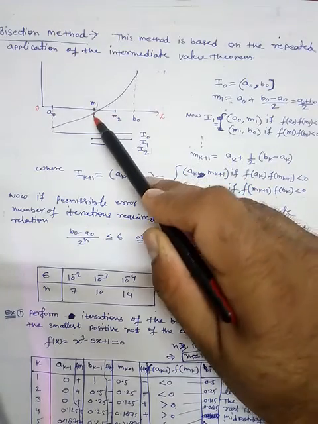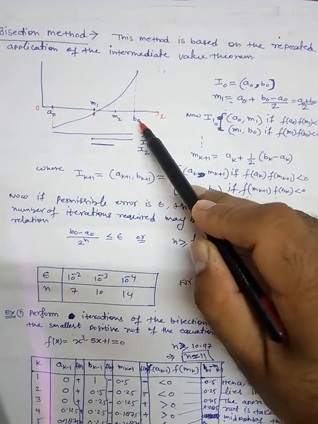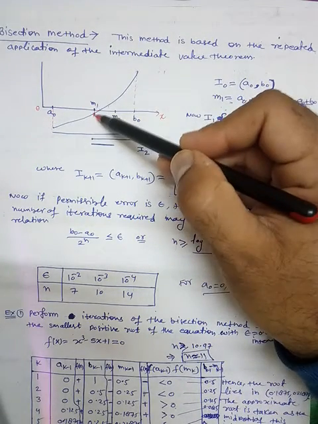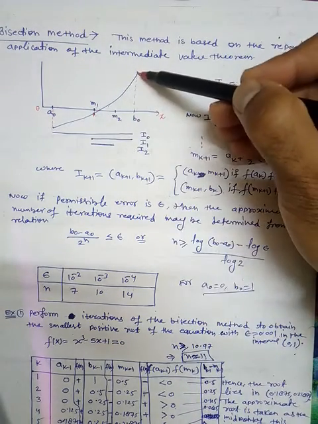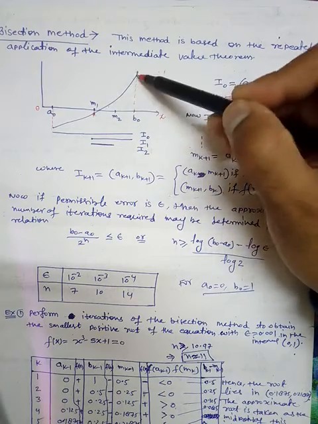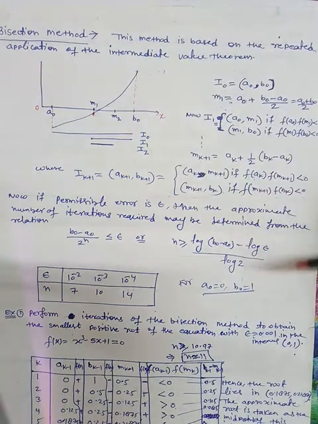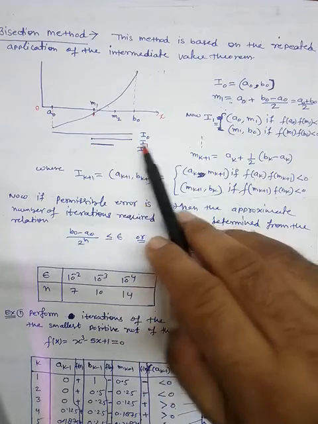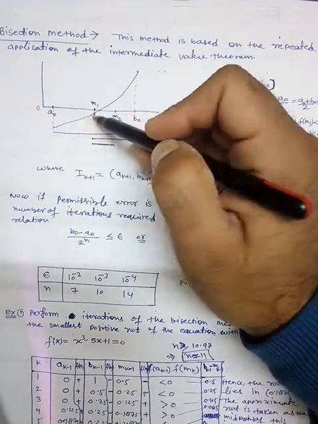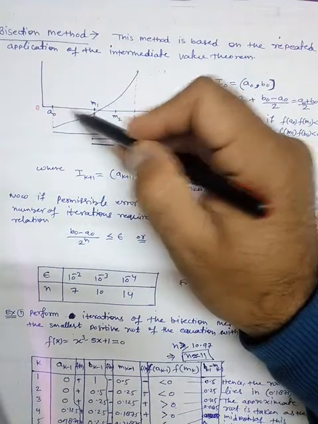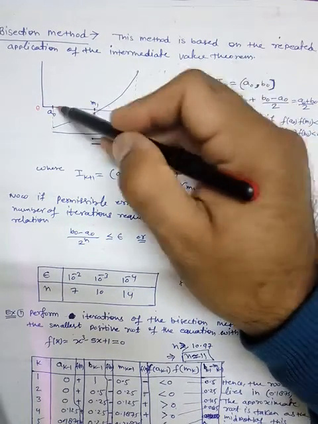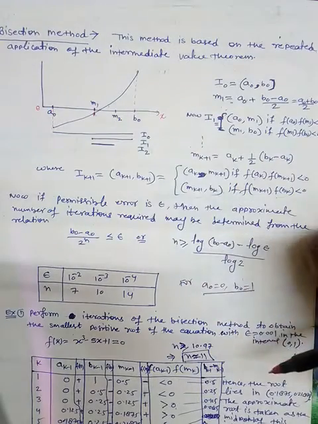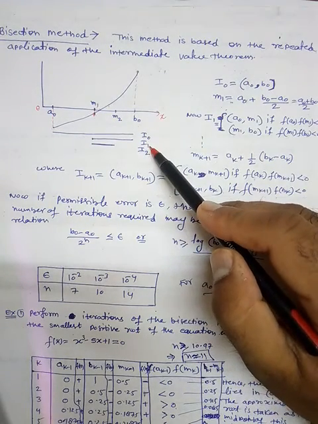However, if you take the interval m1 to b0, you will see that the value here is negative and at this point the value is positive, opposite to each other, and that's why you can again apply the intermediate value theorem. So the next interval will be I1, and a0 m1 is discarded. There is no need to consider this interval because there is no root in it.